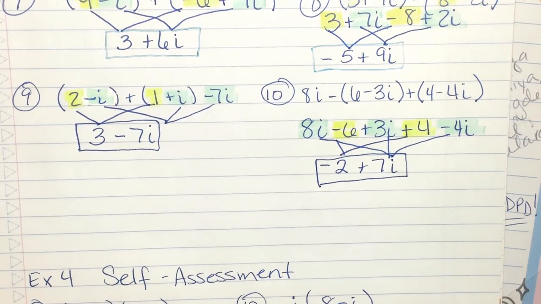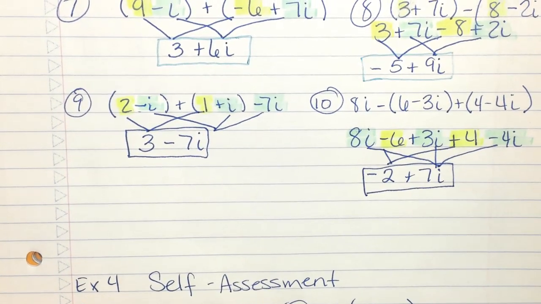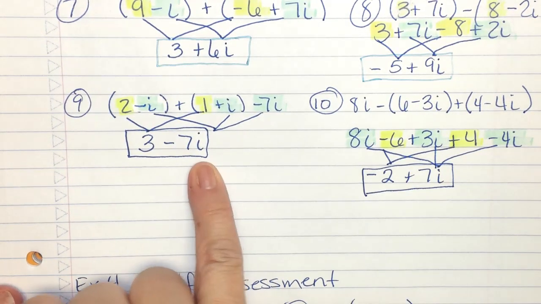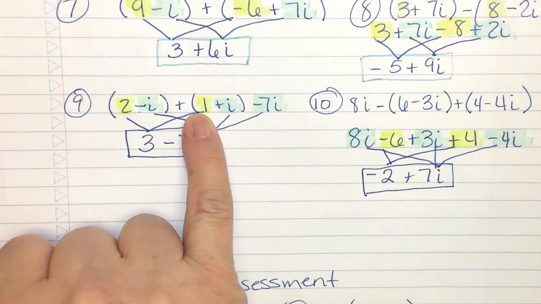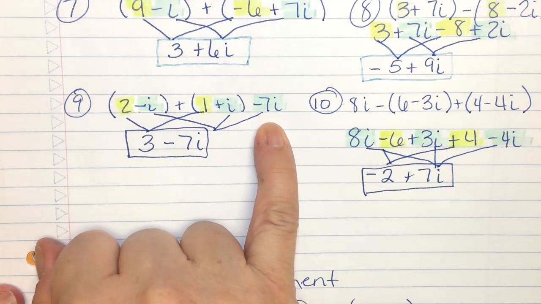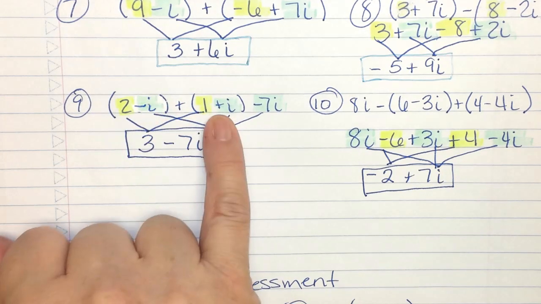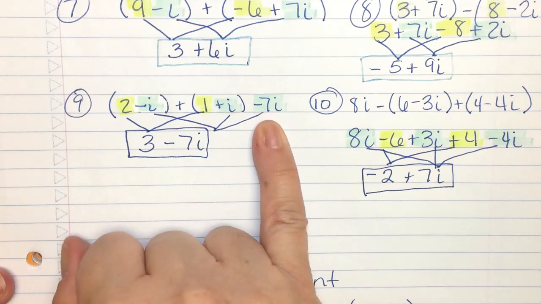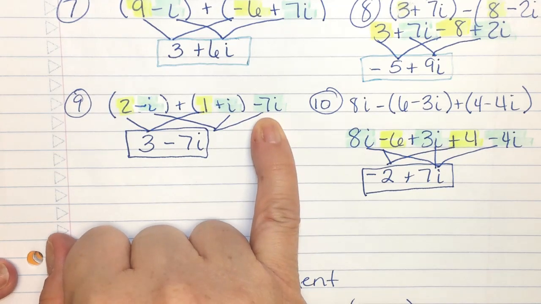Okay, so hopefully you tried these. On this one you got 3 minus 7i, because the 2 and the 1 combined together gives you 3. And then you had 3 imaginary parts in this one. The negative i and the positive i cancel each other out, and so it just leaves you with negative 7i.